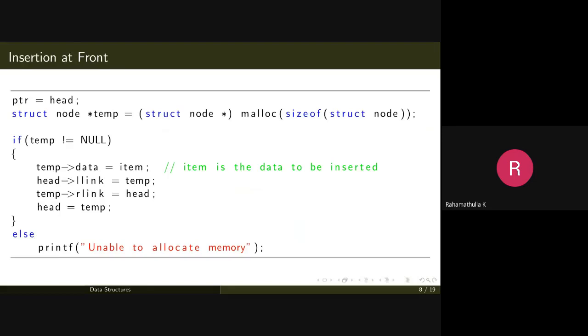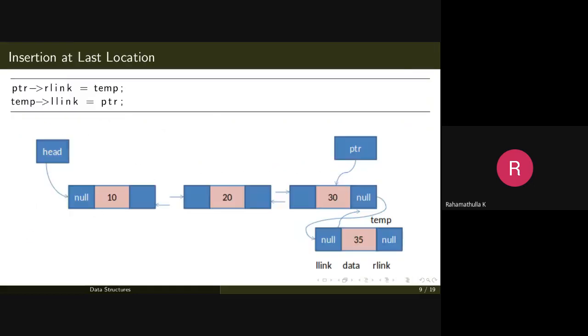So first you need to allocate memory. So you allocate memory for this temp, and you attach this data item onto the data field, and you just change a few pointers, L link, R link, and the head pointer itself. Then the element will be inserted at the front.